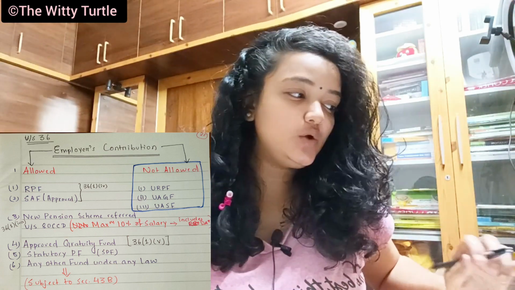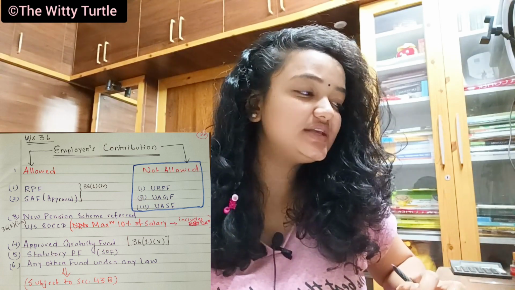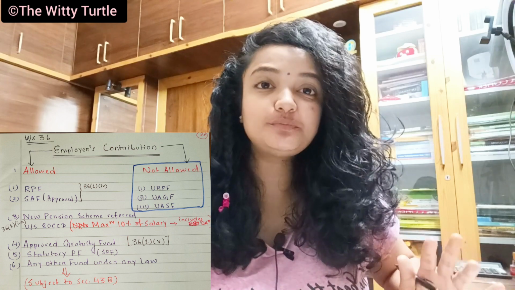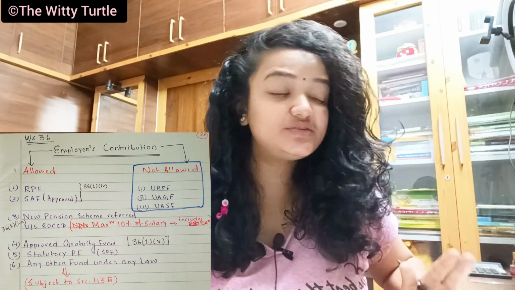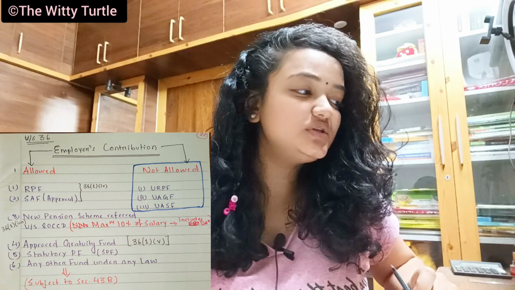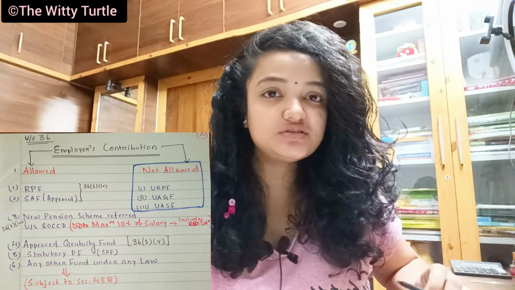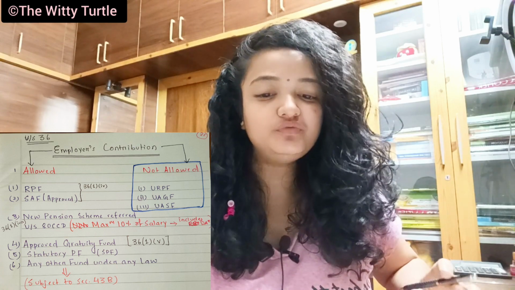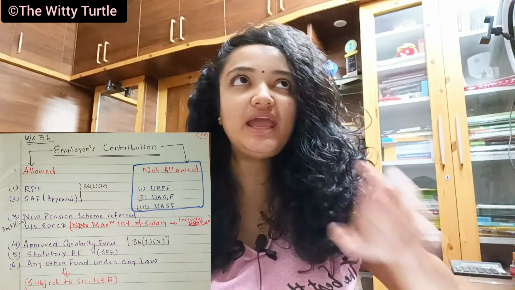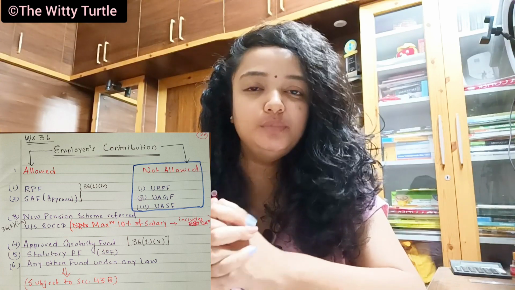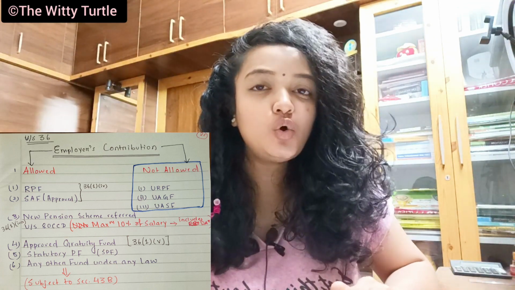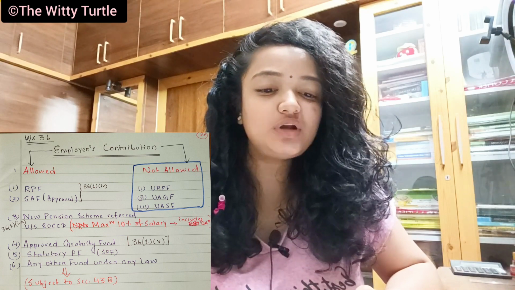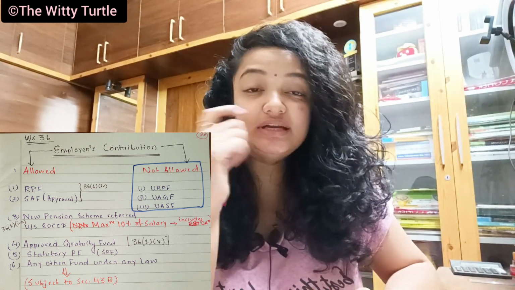Okay, now look at the first thing. The first one says RPF. What is RPF? Recognized provident fund. And the second one says SAF. So this is your approved superannuation fund. So any sum paid by the employer into RPF or approved superannuation fund, in that case what happens? It will be allowed as deduction.